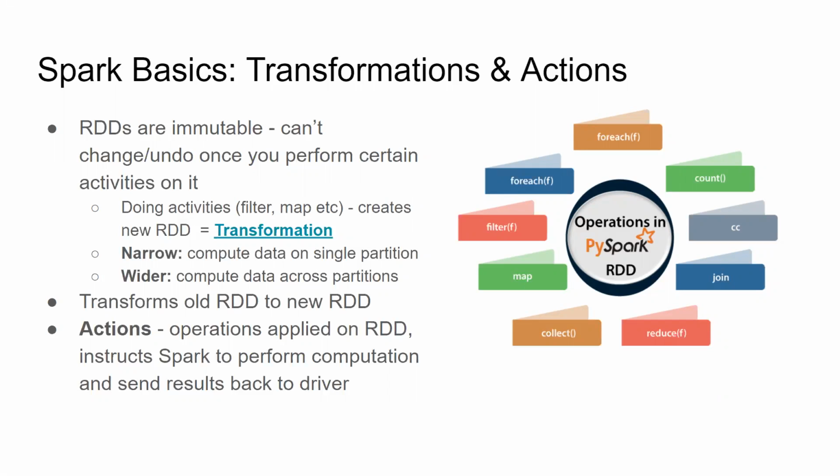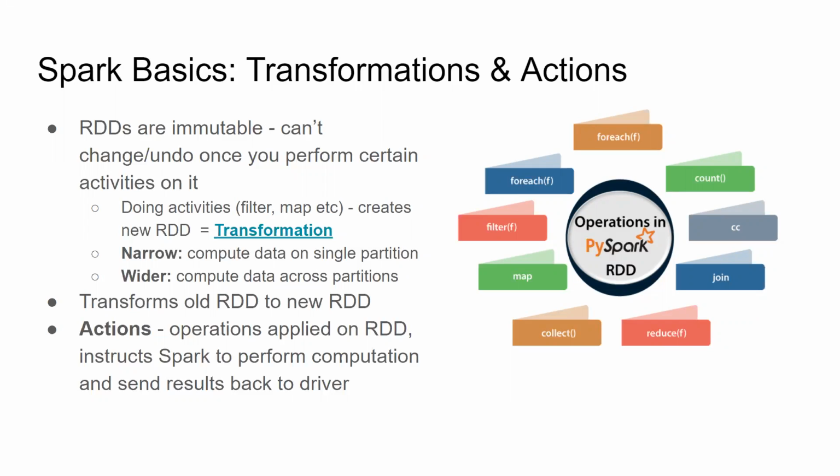Okay, next up, actions. Actions are operations applied on an RDD. They instruct Spark to perform computation and send results back to the driver. Let me just go over real quick what filter and map are. Filter returns a new RDD after applying it on a source dataset, and the map function applies a transformation function on the dataset and returns the same number of elements in the distributed dataset.